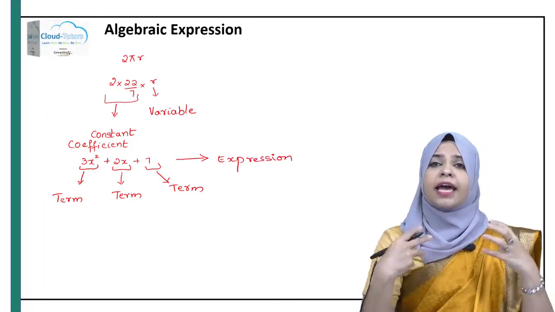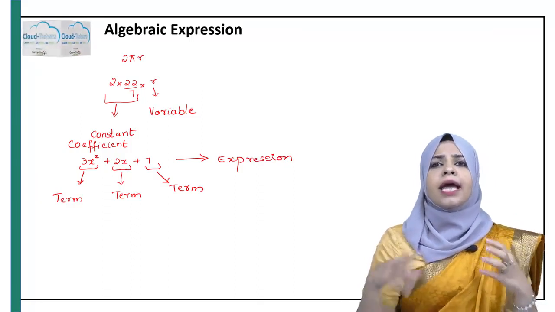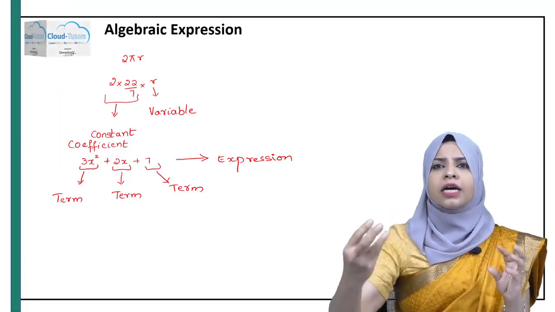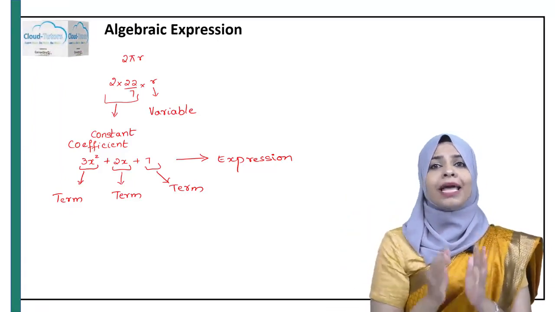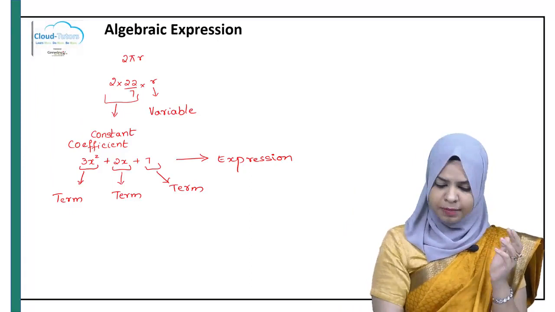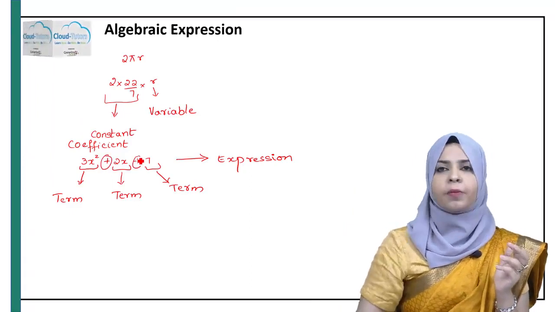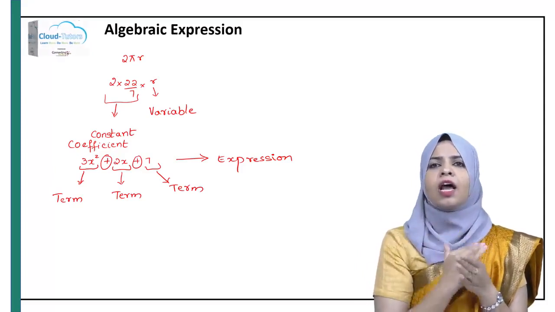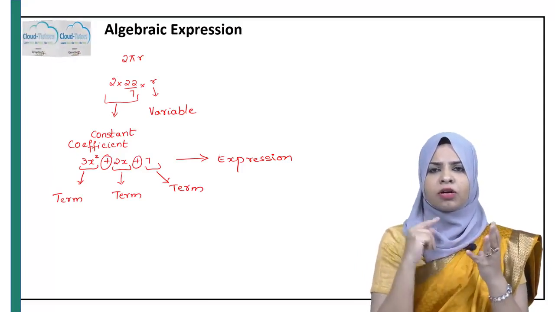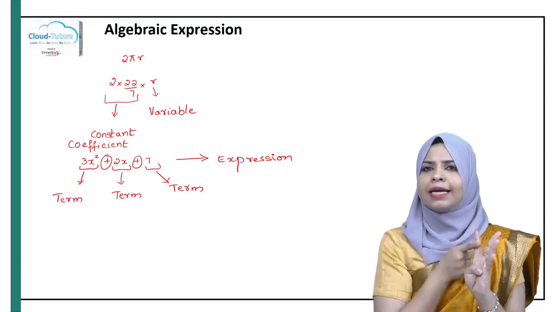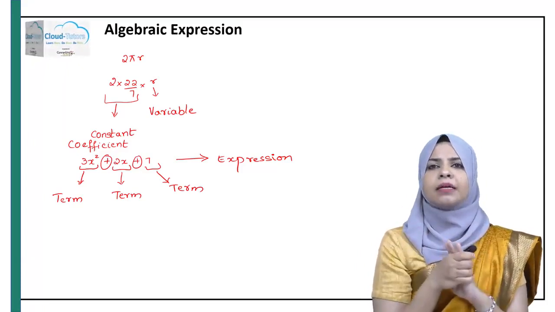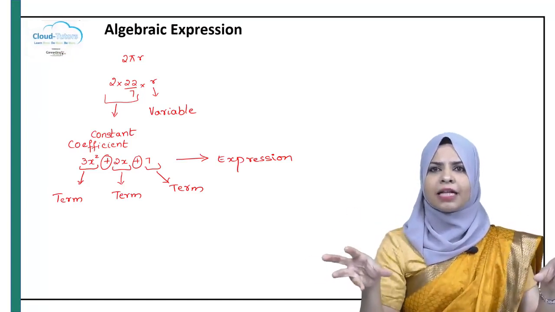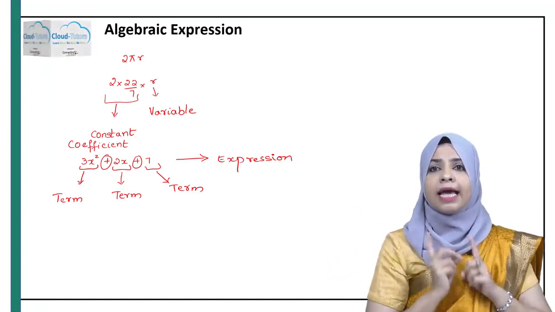Okay. So when I say expression, what is an expression? It is nothing but a combination of one or more than one term separated by a mathematical operator. What are mathematical operators? It can be addition, subtraction, multiplication and division. These are all mathematical operators, or should I say plus, minus, into and division symbol. When more than 2 terms are separated by mathematical operators, they are called expressions.